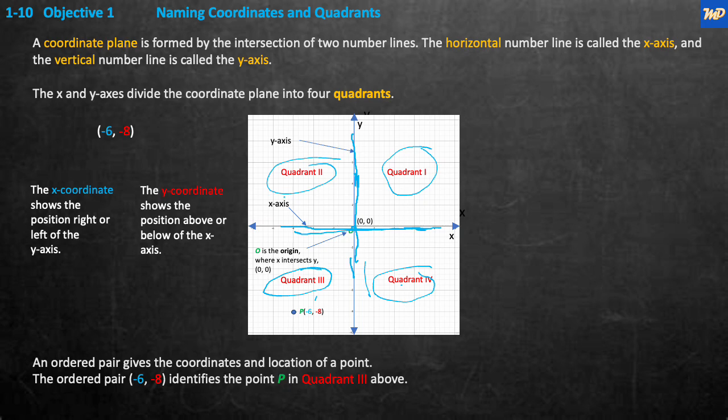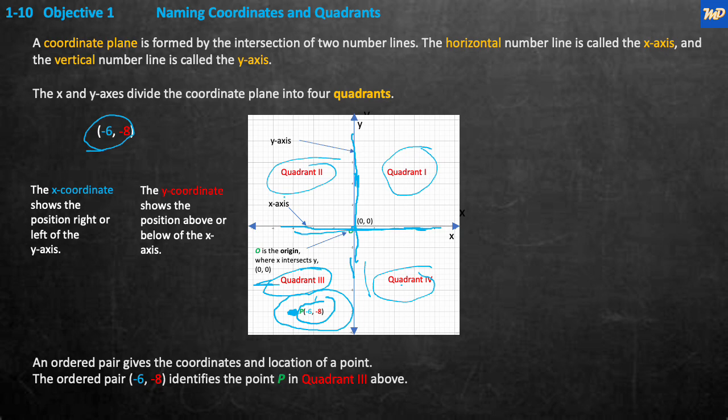An ordered pair gives the coordinates and location of a point. Here's an ordered pair right here: P equals (-6, -8). That's an ordered pair. It's the same thing as up here in the diagram. Minus 6, minus 8. That's a point. The ordered pair (-6, -8) identifies the point P in quadrant 3. So we can say that this point right here, point P, is in quadrant 3. That's where this point is located.